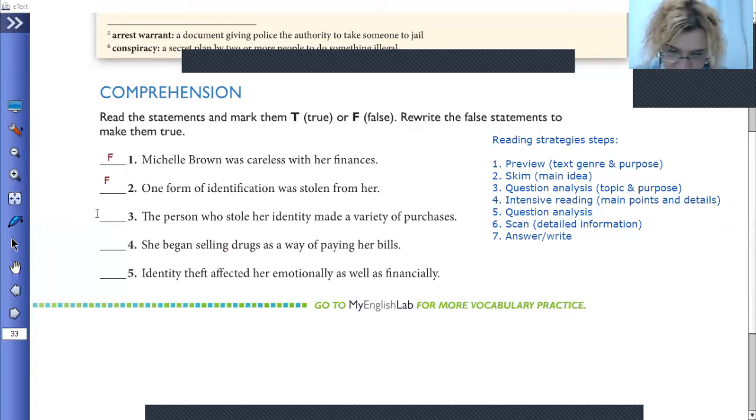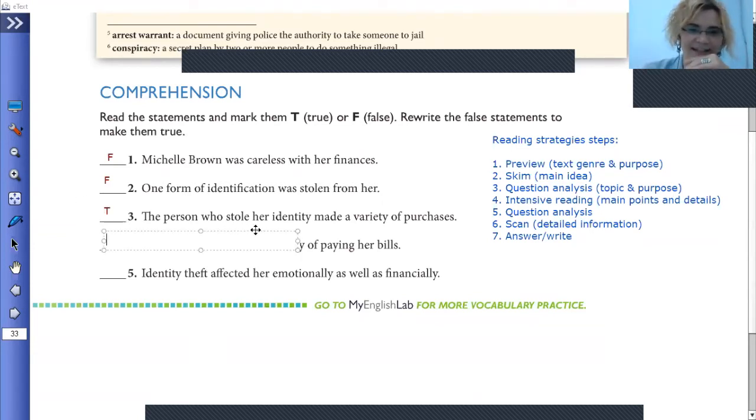Okay, we go to number 3. I am going to ask Aksara, good morning. Morning, Miss. Hi, can you do number 3? I got a problem counting here. Number 3. The person who stole our identity made a variety of purchases. True? Yeah, definitely. Yeah, that's true. Thank you. Okay, cool. Thanks.